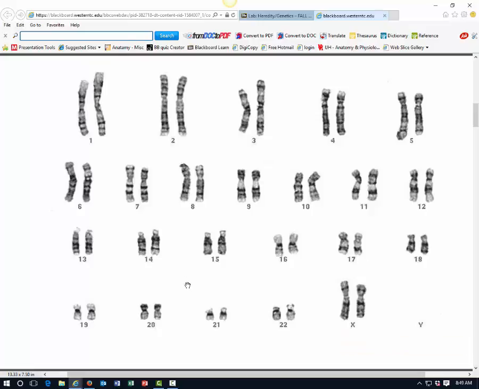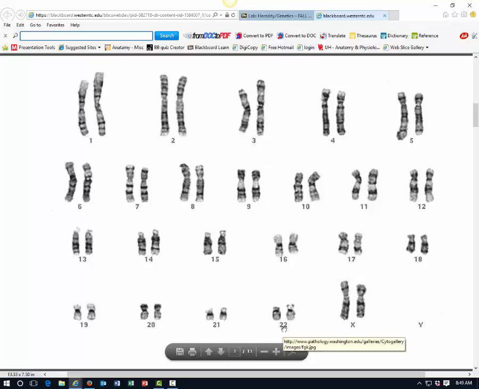So this is a chromosome set. We have a total of 46 chromosomes. 1 through 22 we call the autosomes, and the 23rd pair we call the sex chromosomes.